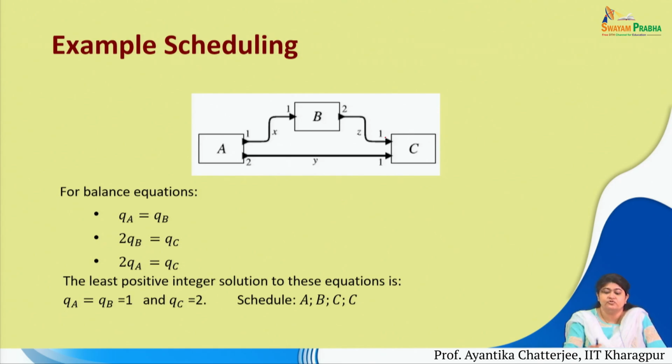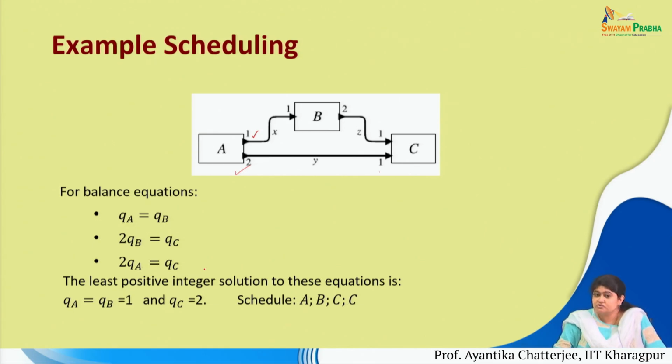Here we have 3 actors acting together. So what may be the type of the balanced equations? Since there is one actor, one token getting produced, QA into 1 is equal to QB into 1. The next one is 2 into QB plus 1 into QC, and 2 into QA, this one, 2 into QA and 1 into QC. So these are the balanced equations.